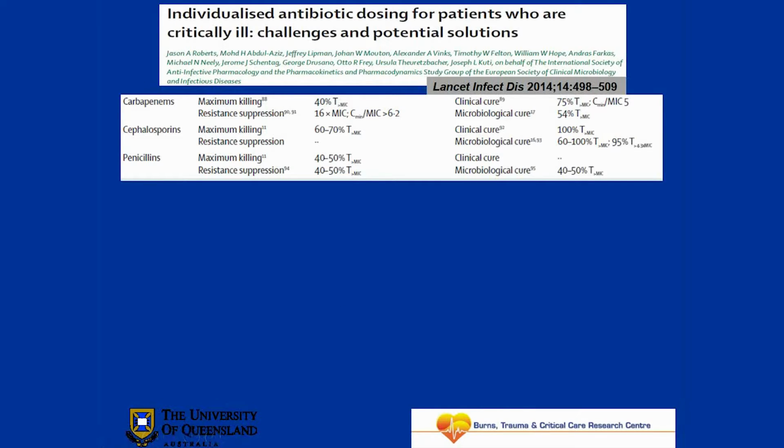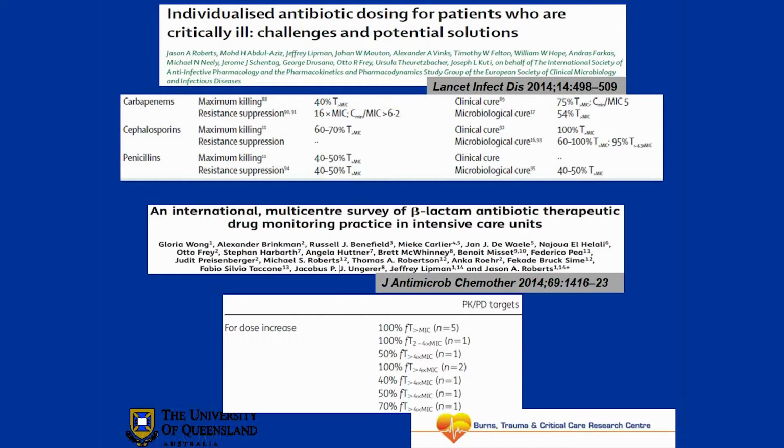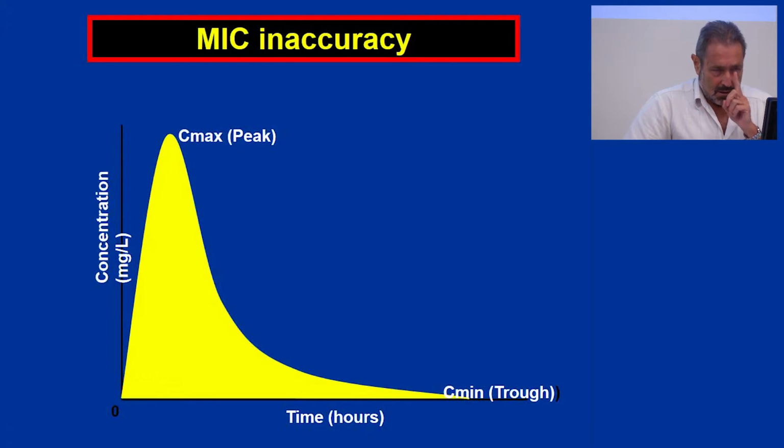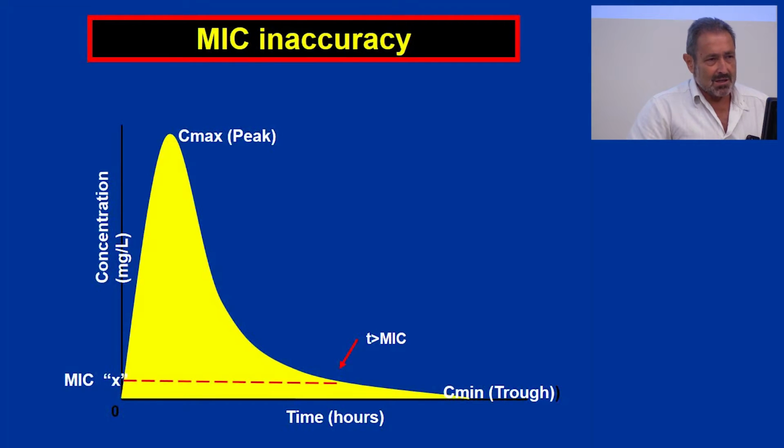Now, there are various parameters that are supposedly optimum for time above MIC, and Jason led this big group reviewing the topic. And the carbapenems seem to have a different time above MIC for maximum killing. But I want to point out that in the review, there was a different time above MIC for clinical cure and for microbiological cure. And then the other beta-lactams have different theoretical optimum time above MICs. And I see Gloria Wong is in the audience here. She led this international multi-center survey of what people use for endpoints for adjustment of their beta-lactams, and it varies from place to place.